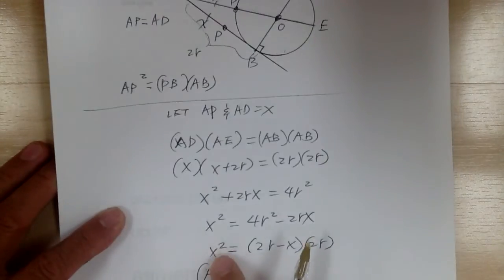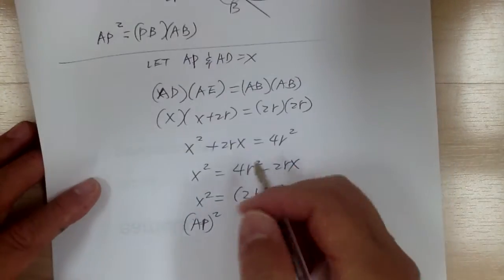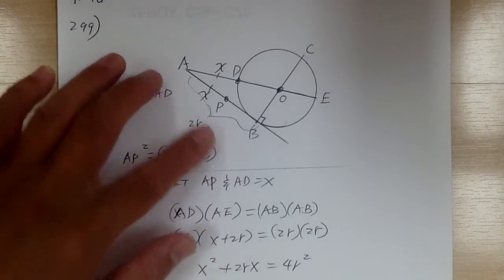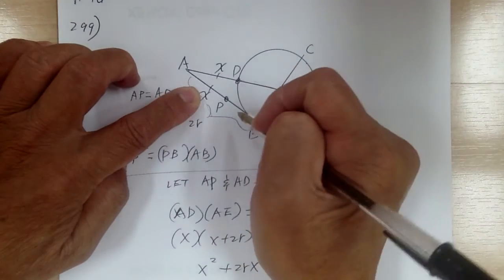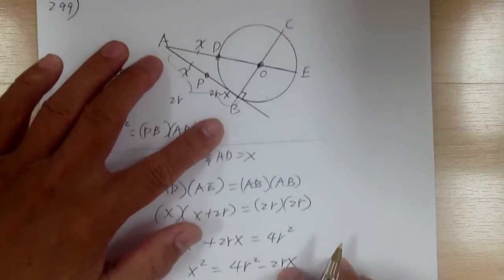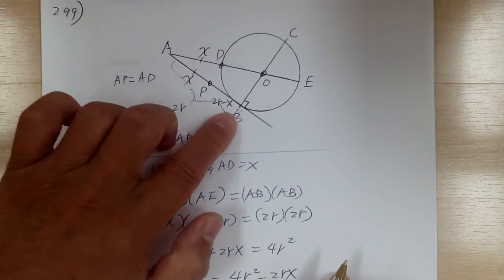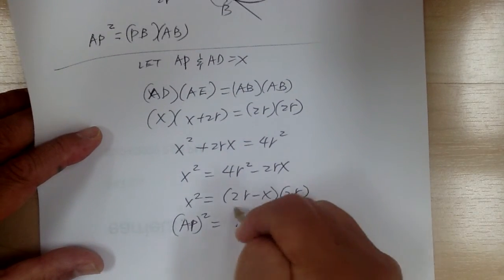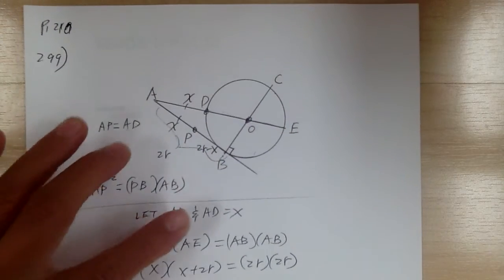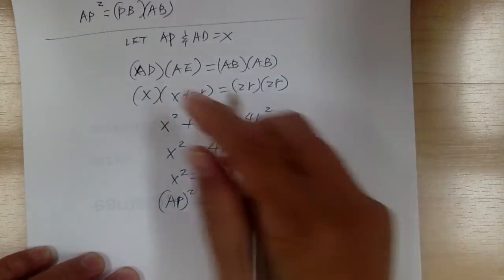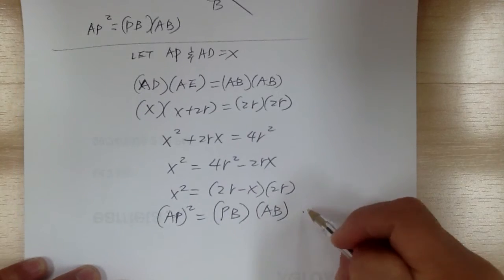So you get AP squared, because x is AP, and 2r minus x is PB. Because this is x, and this would be 2r minus x, because this whole thing is 2r. So 2r minus x is PB, and 2r is AB. The 2r that is given is AB. And that's what we needed to prove, and that's it.